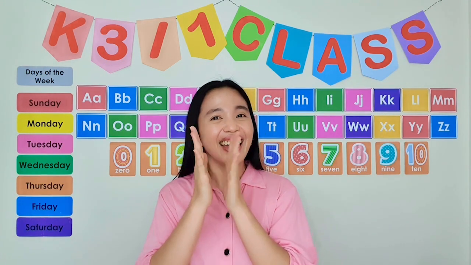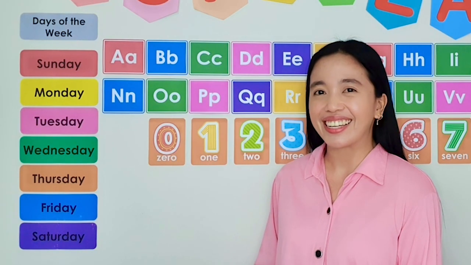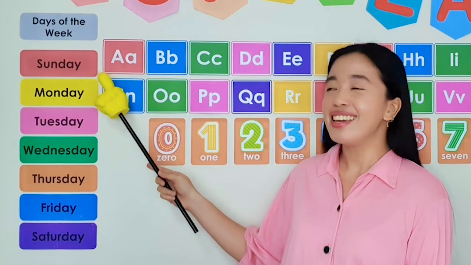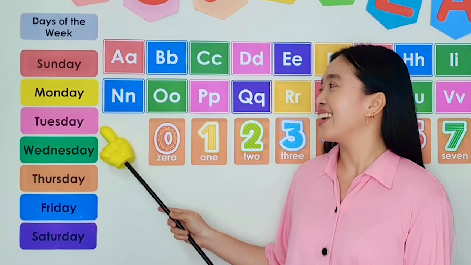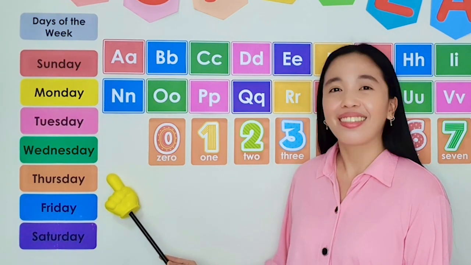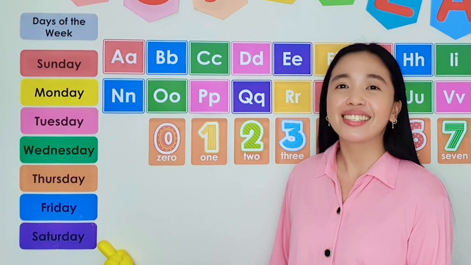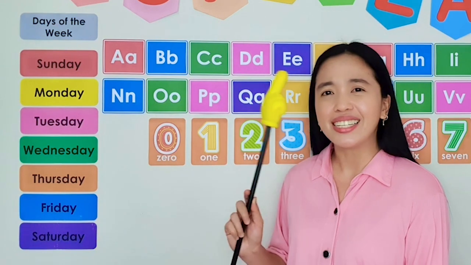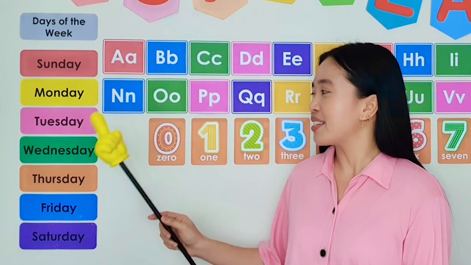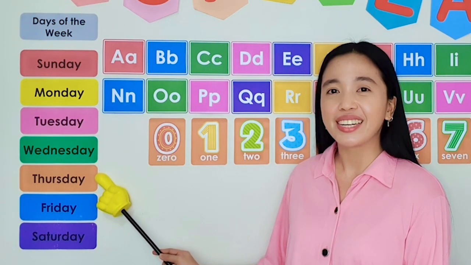Very good, kids! Now let's review the days of the week. Days of the week. Sunday, Monday, Tuesday, Wednesday, Thursday, Friday, and Saturday. Now what day was yesterday? Good! Yesterday was Thursday. How about today?